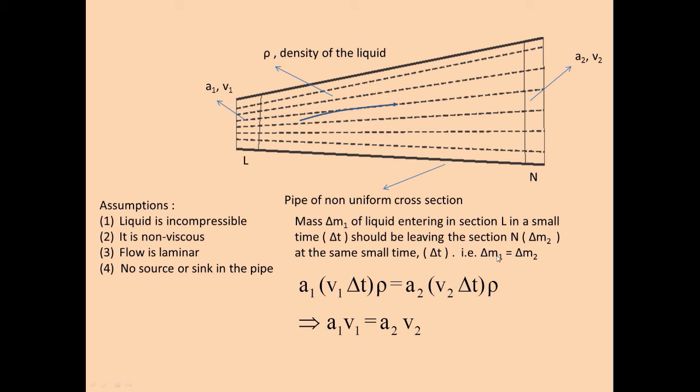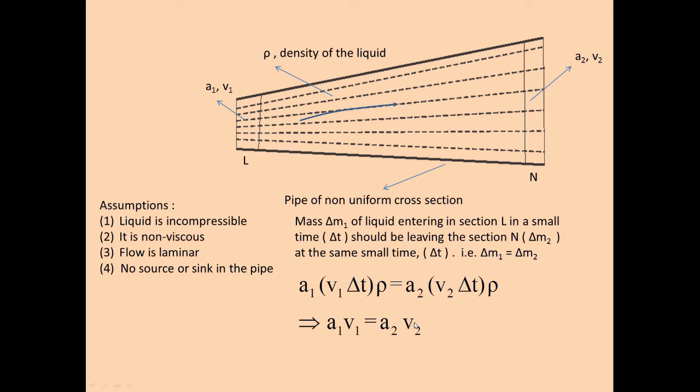Now we can see delta m1 is the mass of the liquid that has flown for a time delta t. Mass is what? Volume into density. Volume is what? Area into length. Length here is distance, so velocity into time. This is the volume; multiply by rho, the density, so delta m1. Similarly here, area into distance, so volume, and rho is the density. Cancel out delta t and rho on both sides. You are left with A1 V1 is equal to A2 V2.